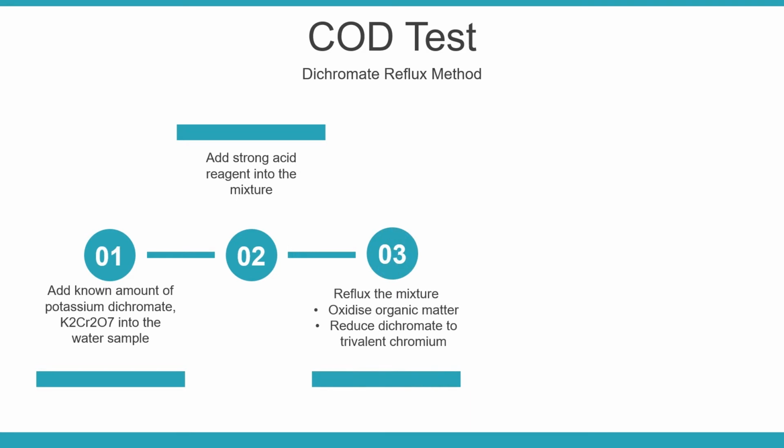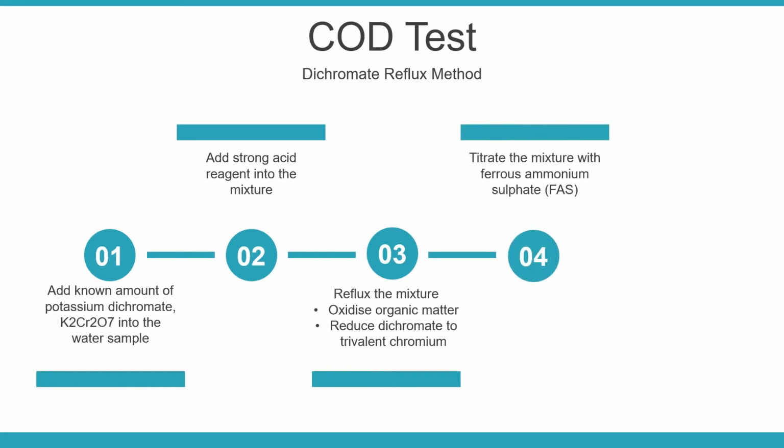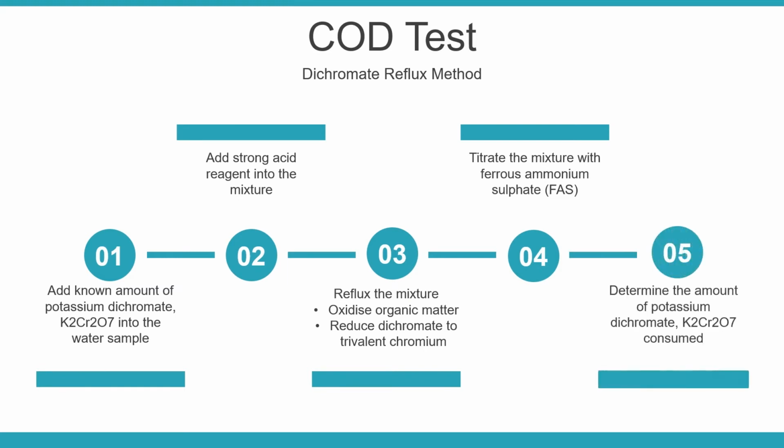During the reflux process, the organic compounds in the sample are oxidized. At the same time, dichromate is reduced to trivalent chromium. The sample is then titrated with ferrous ammonium sulfate to measure the remaining dichromate in the sample. We then find the amount of potassium dichromate consumed and its equivalent amount of oxidizable organic matter in the sample.